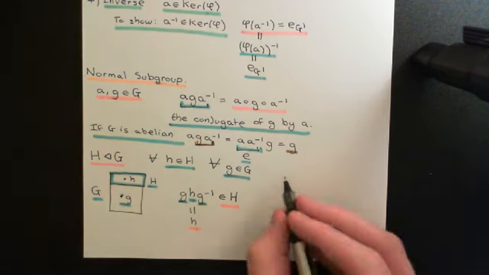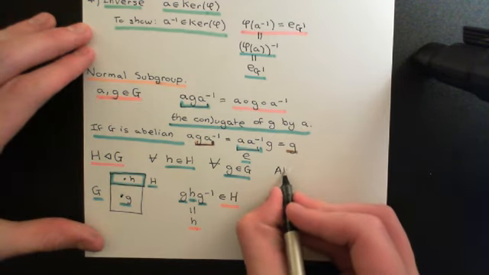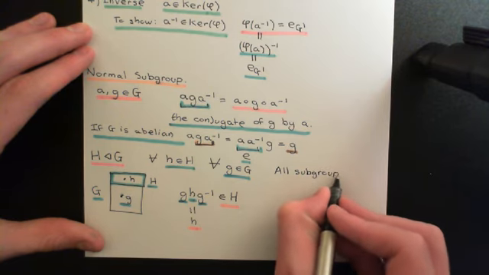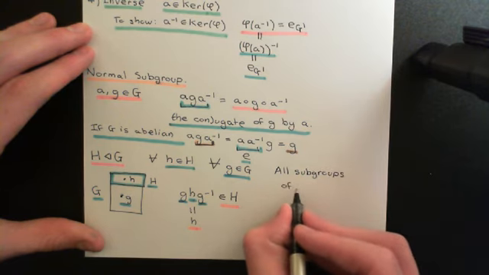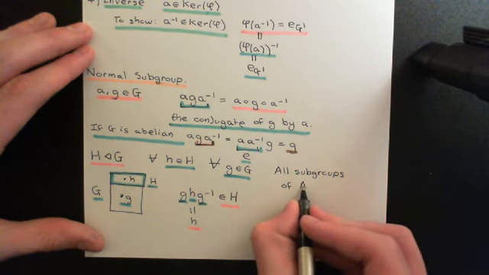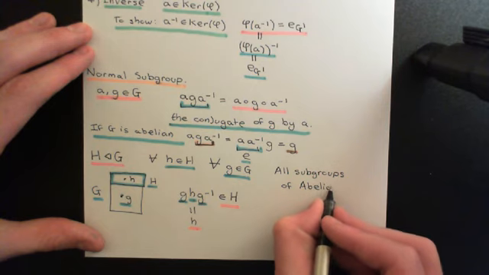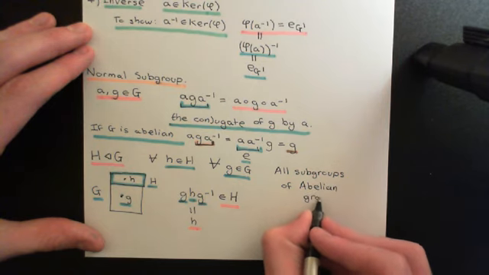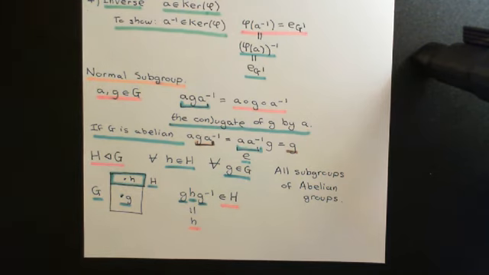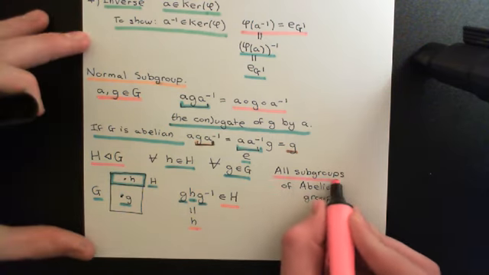So that's a nice trivial example. All subgroups of abelian groups are normal subgroups. So these are some nice examples of normal subgroups. All subgroups of abelian groups are normal subgroups. So really this definition only becomes non-trivial in the case of non-abelian groups. In the case of non-abelian groups, it is not the case that all subgroups will be normal subgroups.